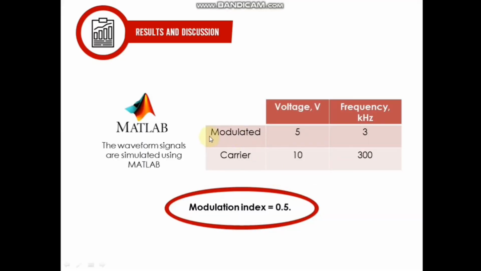First, the waveform signals are simulated using MATLAB, and the values for VM, VC, FM and FC are set as in the table. For VM, the voltage is set as 5, and for VC, the voltage is set as 10, and for the FM, it is set to 3 kHz, and for the carrier frequency it is set to 300 kHz. And the modulation index is 0.5, which is below 1.